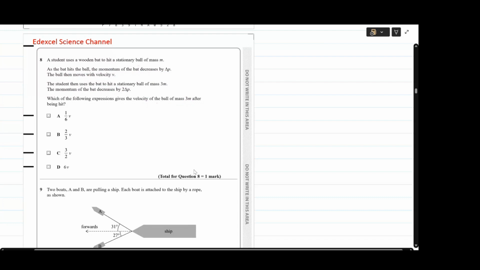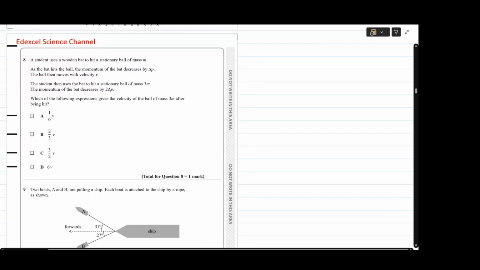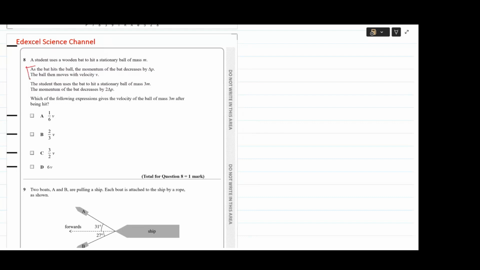So, the first thing we need to do in this type of question is that we need to notice that there are two separate scenarios. One scenario is for the ball with mass m, and another scenario is for the ball with mass 3m. So we need to find out how these two scenarios connect with one another.